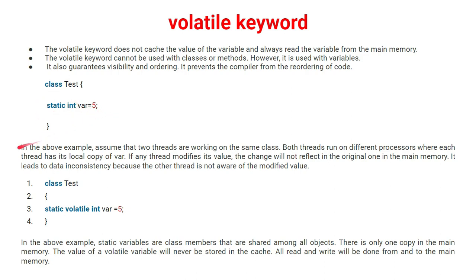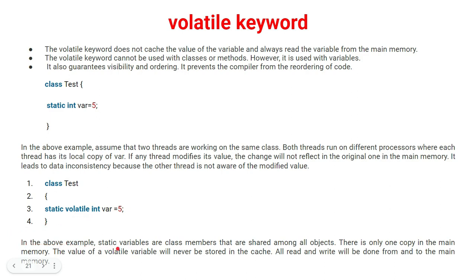What will happen? In the above example, assume that two threads are working on the same class. Both threads run on different processors, where each thread has its own local copy of var. If any thread modifies its value, the change will not be reflected to the original one in the main memory. It leads to data inconsistency because the other thread is not aware of the modified value. Right? But if you use the volatile keyword, what will happen?